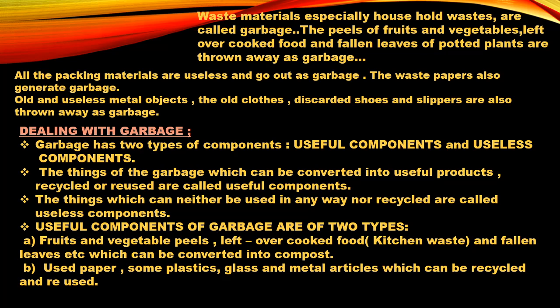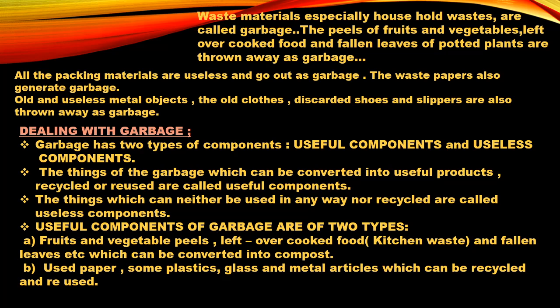Now, the garbage consists mainly of the peels of fruits and vegetables, leftover cooked foods, and fallen leaves. They are thrown into the garbage, and they are considered waste. All the plastic materials and waste paper, paper which is of no use, can also be considered garbage. In every household, old unwanted and useless plastic objects, for example polythene bags, plastic bottles and containers, and broken plastic toys, can be thrown into the garbage.